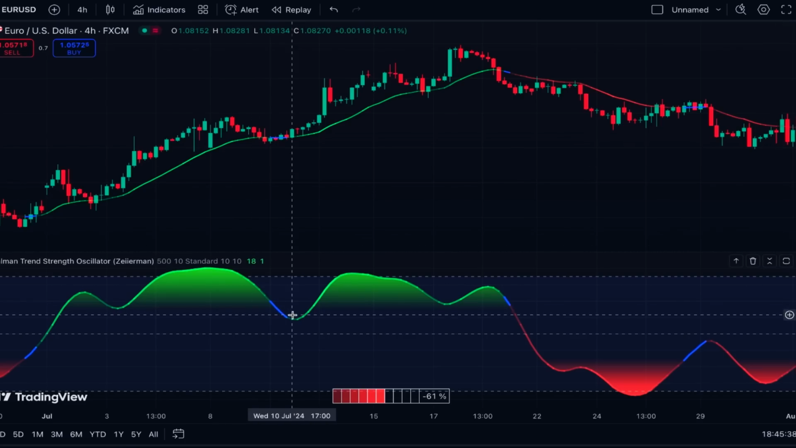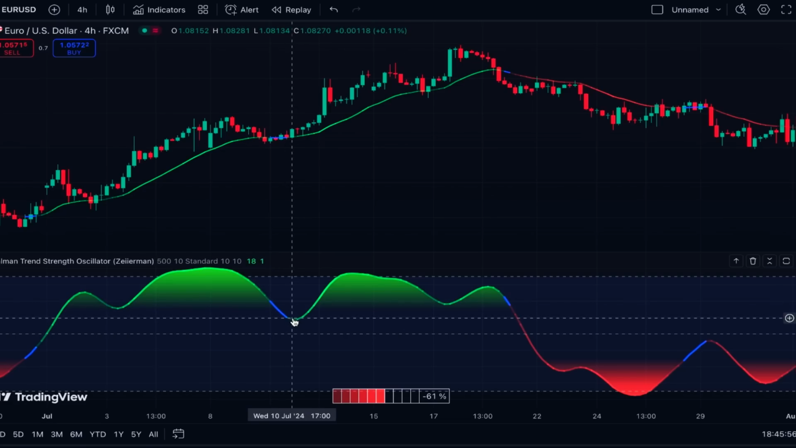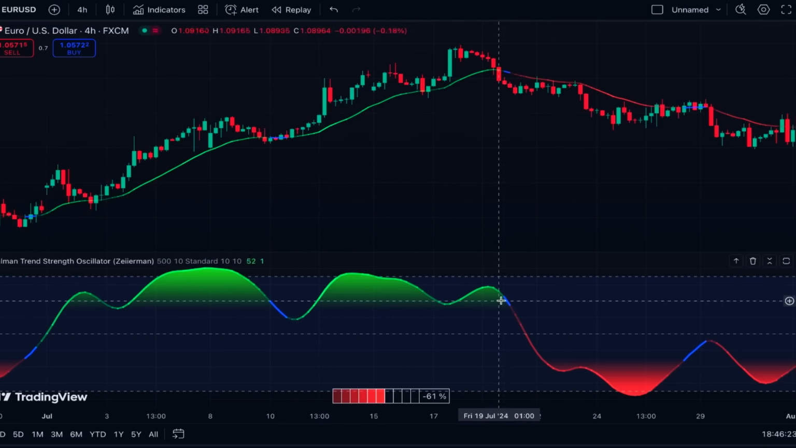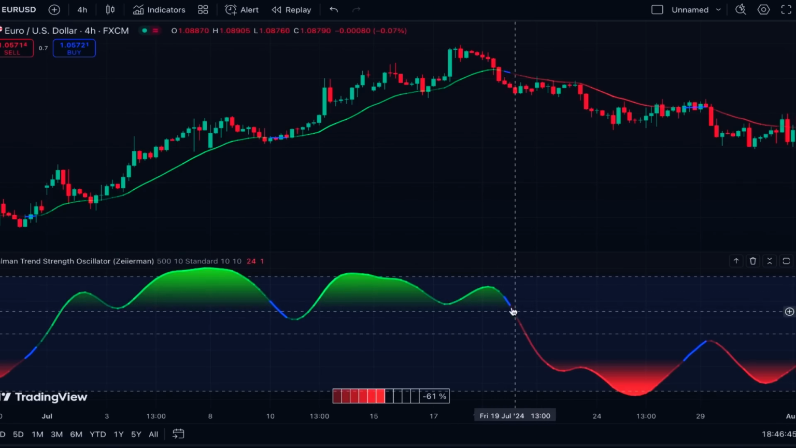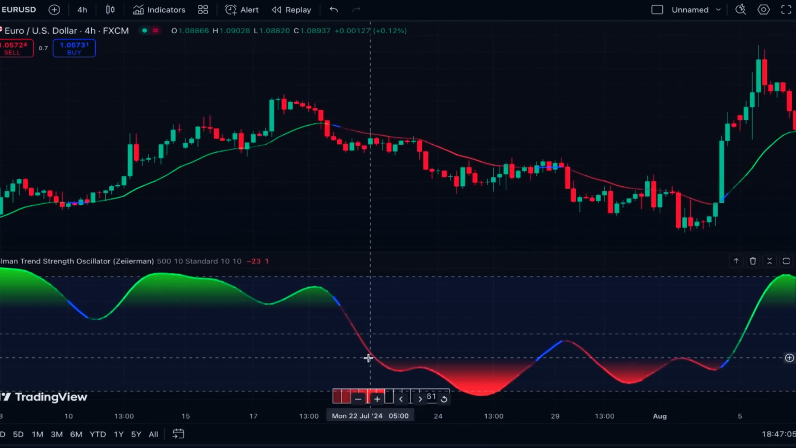After being blue, if the line again turns to the color of the line before blue, for example here, again it turned to green as you can see, this shows that the weakness was just probably a pullback, and now the pullback probably ended, so we can enter a long position in the direction of the trend. But if after blue it changes to the opposite color, for example here, after blue you can see that it turned to red, which shows that probably the weakness is more than a pullback and a reversal is happening in the market.